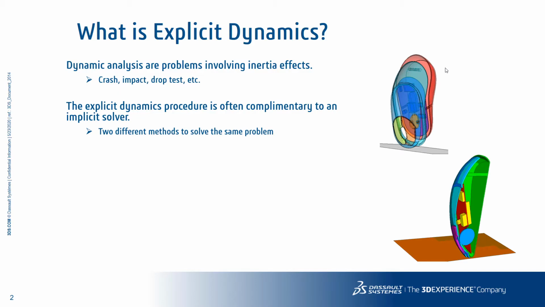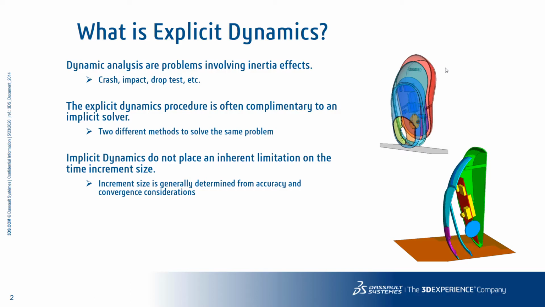The explicit dynamics procedure is often complementary to the implicit solver. So when you think about whether or not you should use an implicit solver and an explicit solver, it's not so much that it is two different types of solvers, it's more so two different methods to solve the same problem.